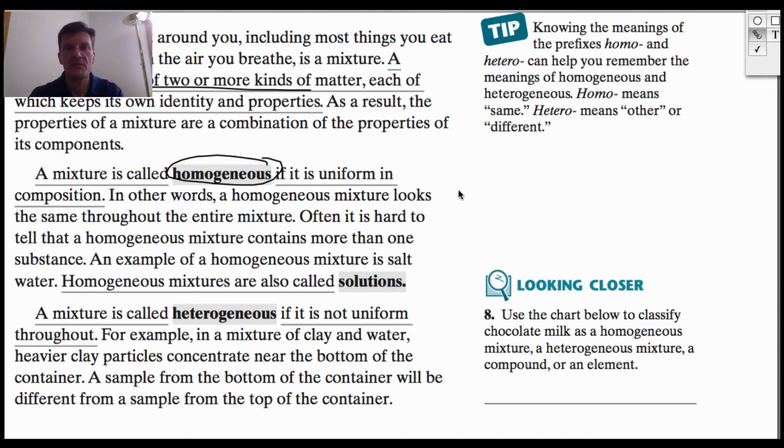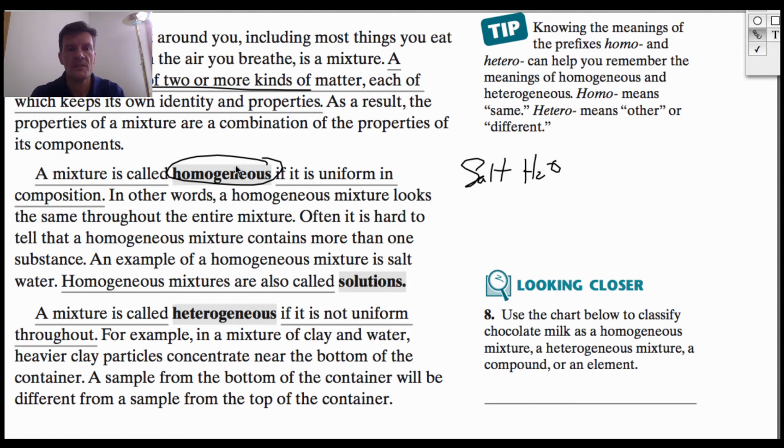So for example, if you had salt water, the salt is going to dissolve and pretty much distribute itself evenly throughout the water, so that if you were to take a sample from here, it's still going to be salt water, probably with the same type of composition. Salt from here, it doesn't matter where you take your sample, you're going to have the same consistency of salt water.